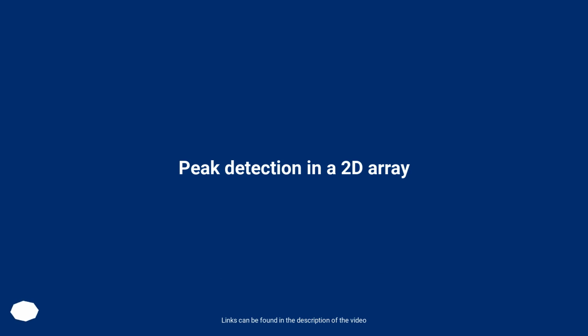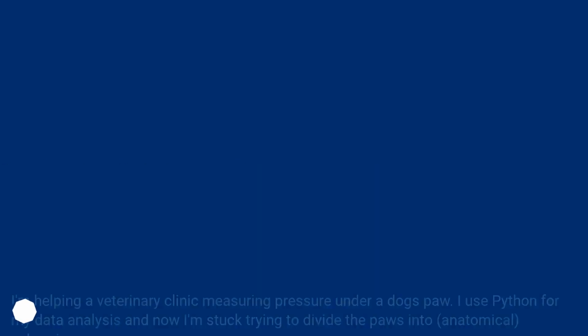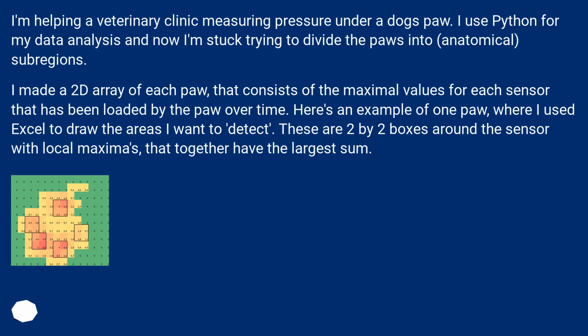Peak detection in a 2D array. I'm helping a veterinary clinic measuring pressure under a dog's paw. I used Python for my data analysis and now I'm stuck trying to divide the paws into anatomical subregions.